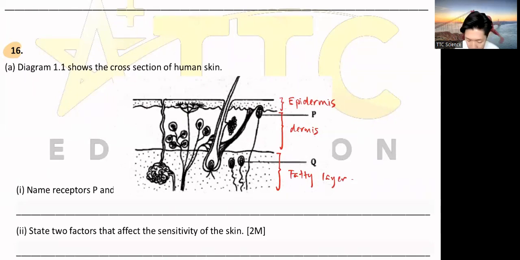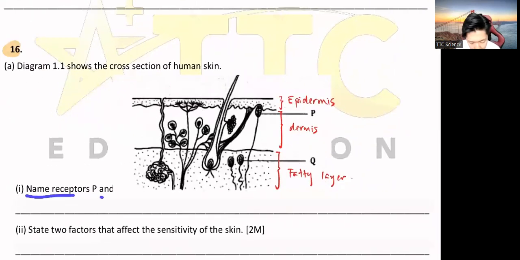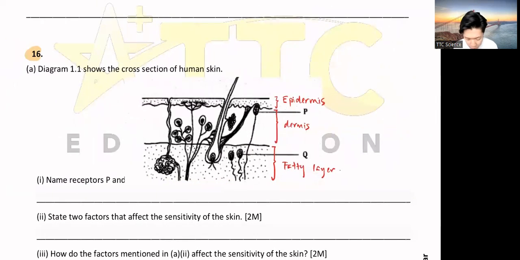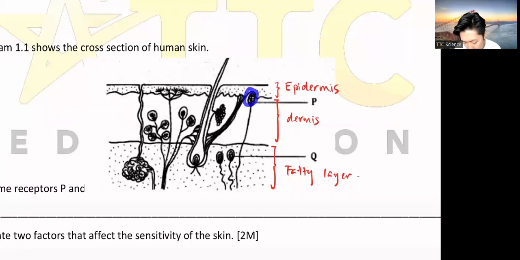So then we have 5 receptors. The question is asking, name receptor P and sorry, it's blocking. I think P and Q lah. Okay, P and Q lah. Yeah. So P is pointing at this. Q is pointing at this. Okay, quite obvious one, everybody.